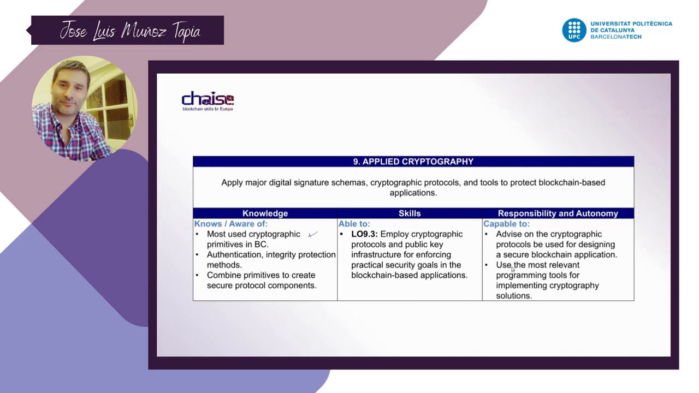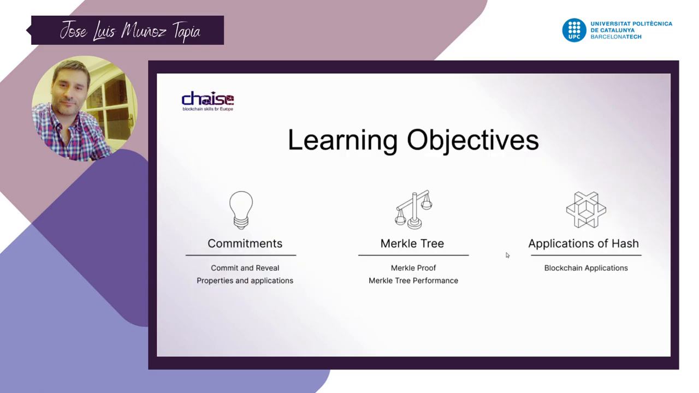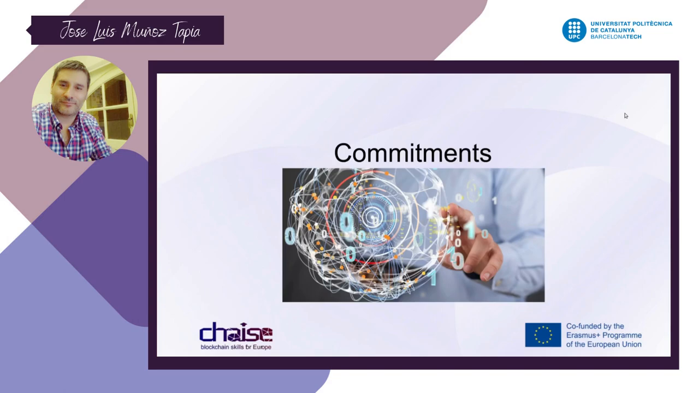So without more to say, let's see the learning objectives, which is to learn different applications: commitments in first place, in particular the two sub-processes that build the commitments, which are the commit and reveal. Then we will see how Merkle trees work, and finally we will see one application to the core of the blockchain system, which is the consensus algorithm. So now let's go to the commitments.